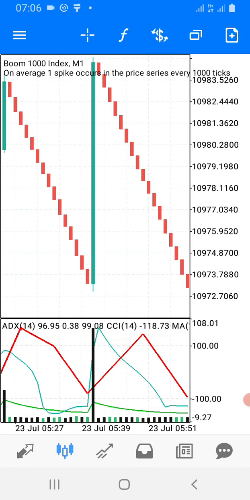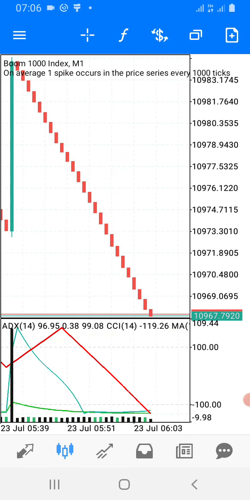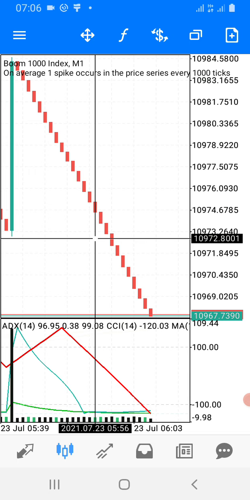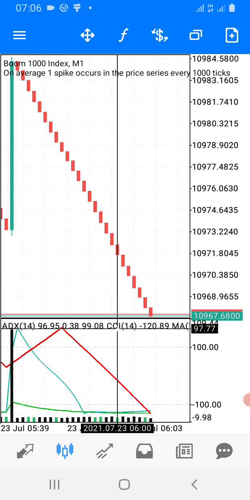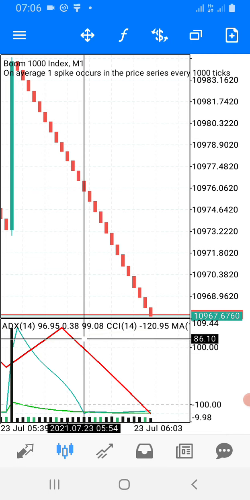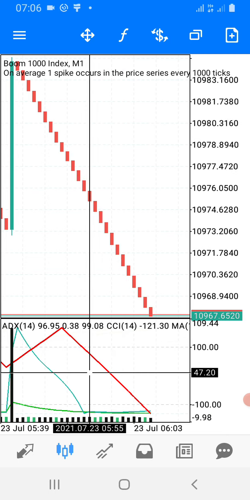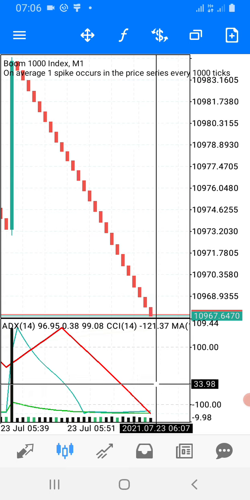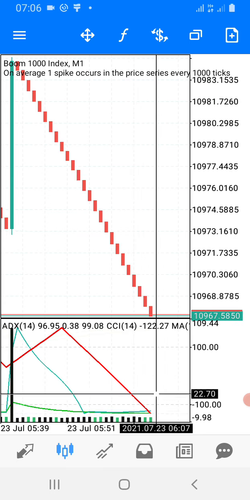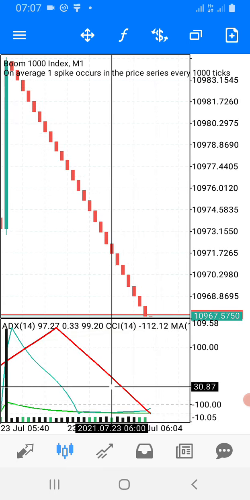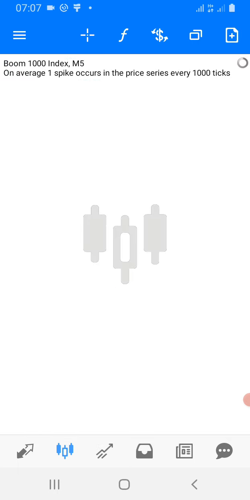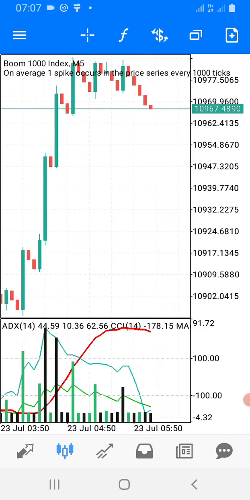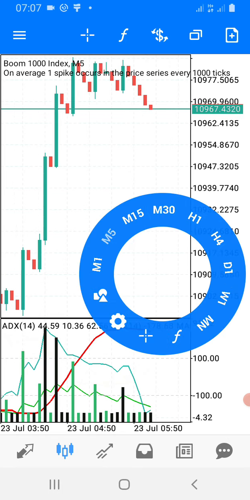This is the crash and boom strategy: how to catch spikes on crash and boom. Like I told you, I'm going to show you how to set the indicators, but let me first show you the conditions. You see this red moving average? Once it crosses this green line, you're expecting a spike for Boom 1000. Yes, guys, we're expecting a spike as soon as possible.